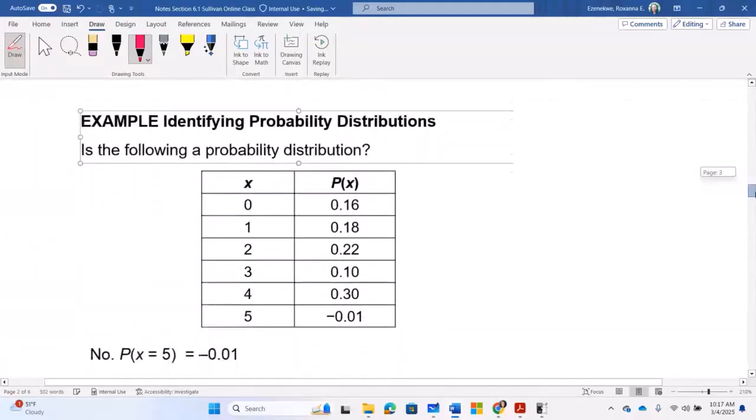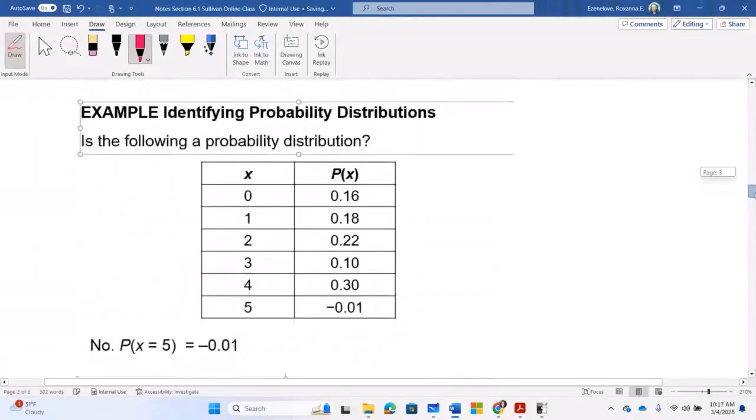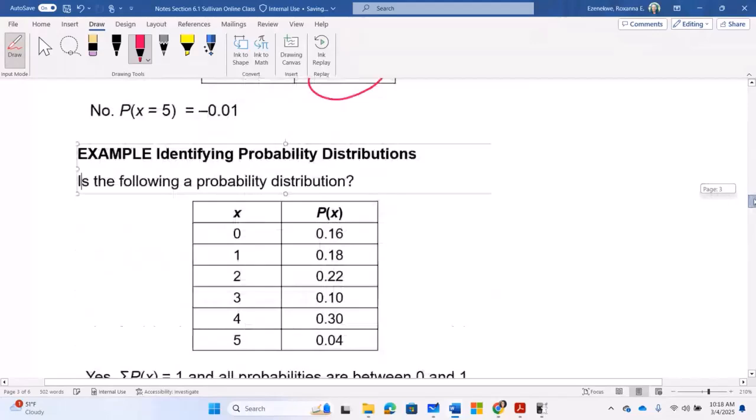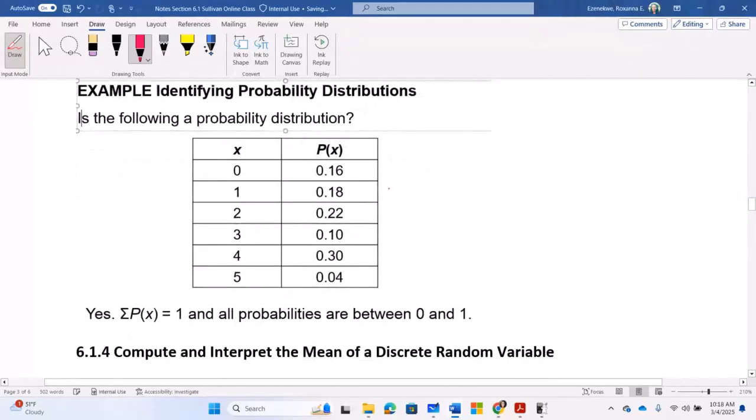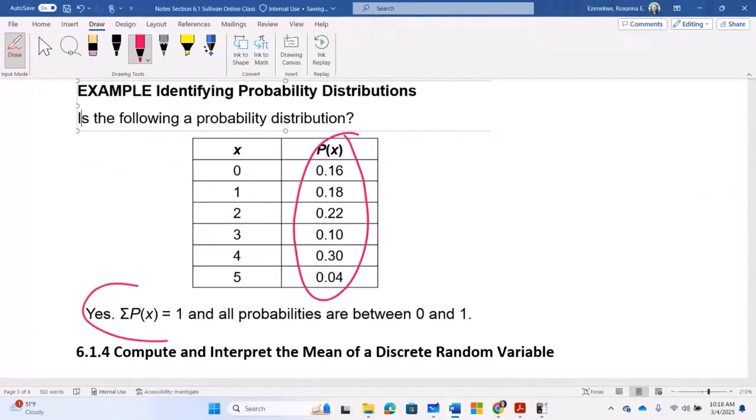Is the following a probability distribution? Let's look. No, it is not, because there is a negative probability. It is not a probability distribution because it disobeys one of the rules of probability. In probability, you're not allowed to have a negative probability. So is this one a probability distribution? You add all the probabilities, and this one is equal to 1, and all the probabilities are between 0 and 1. So it's a probability distribution.